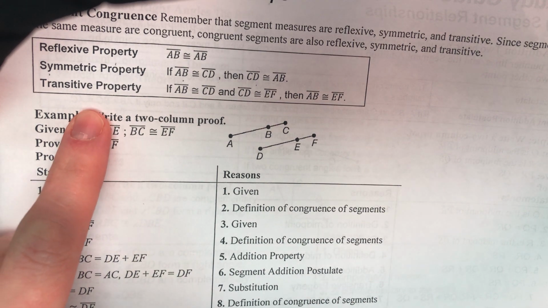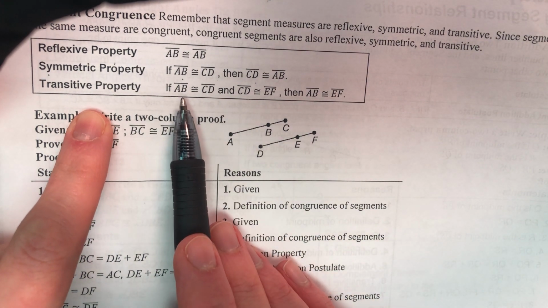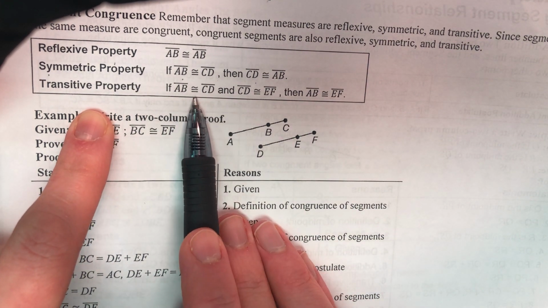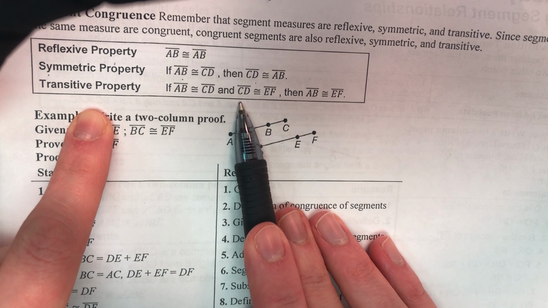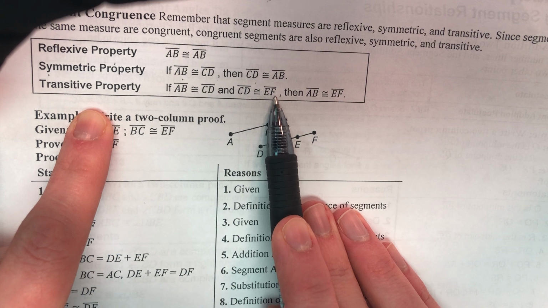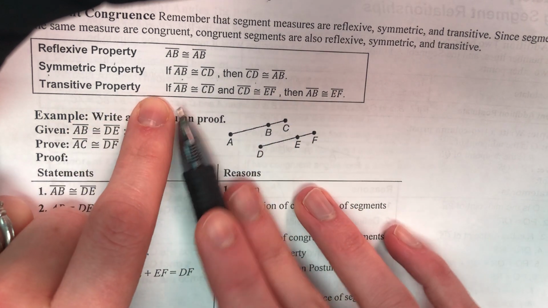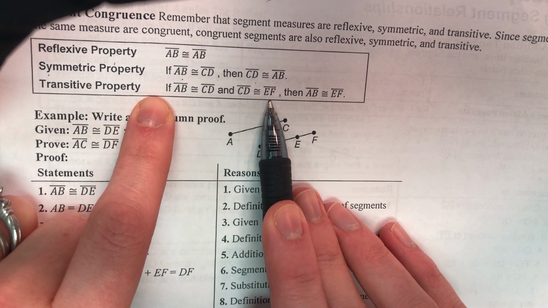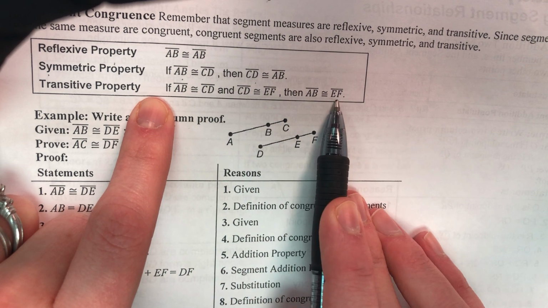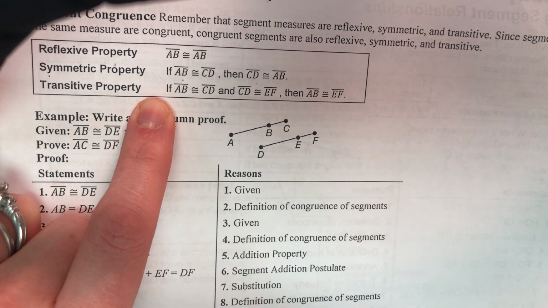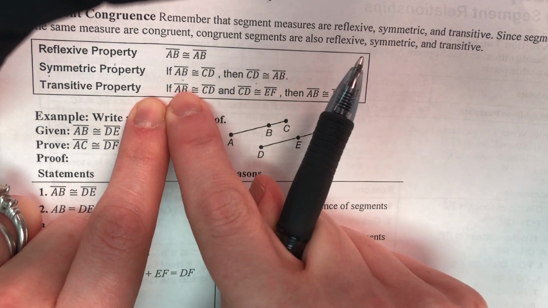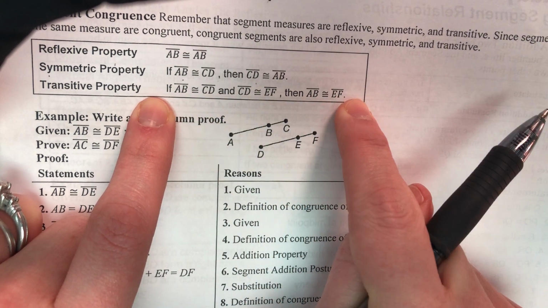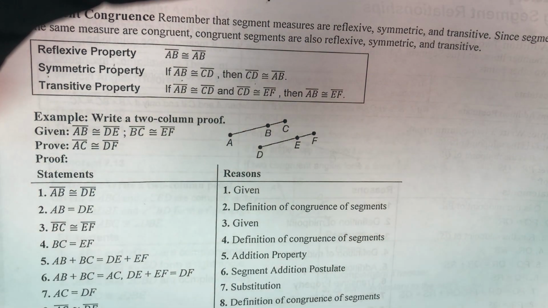The transitive property says if segment AB is congruent to segment CD and segment CD is congruent to segment EF, then segment AB must be congruent to segment EF. Okay, so AB is the same as CD, CD is the same as EF. We can connect AB is the same as EF.